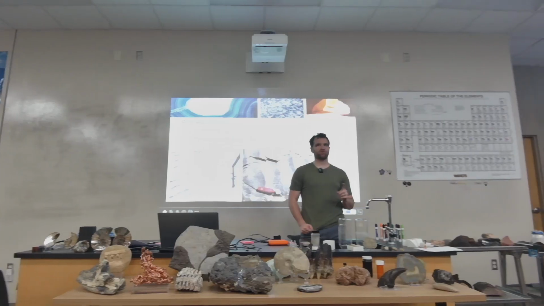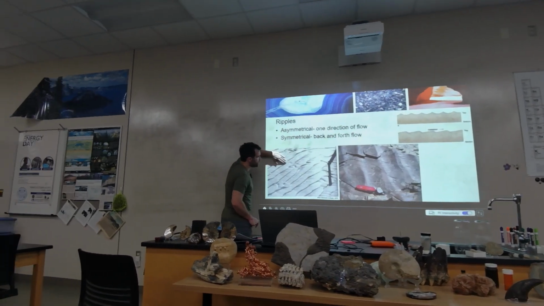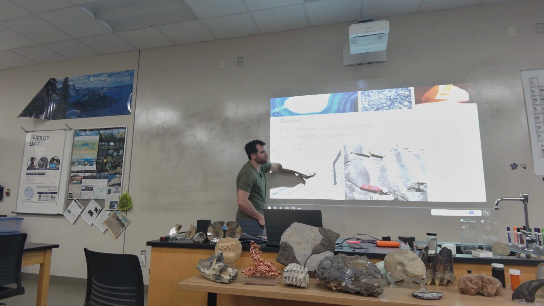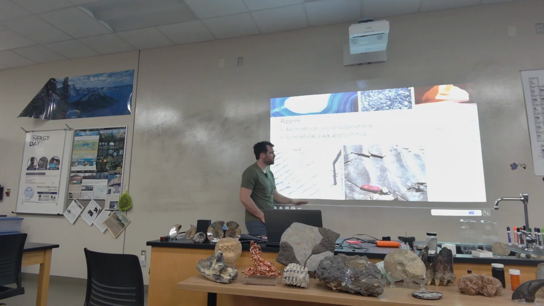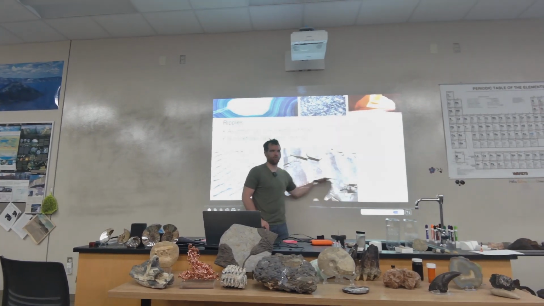And an asymmetrical ripple is formed by one direction of flow. In this case, going that way, pushing this sediment into sort of this dune shape, going that one direction. With a symmetrical ripple, there is back and forth and back and forth.